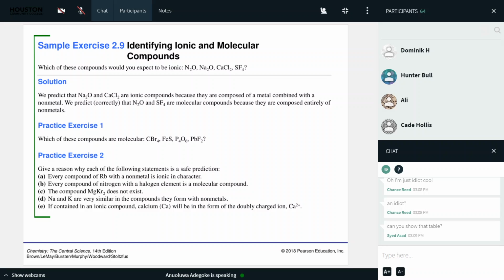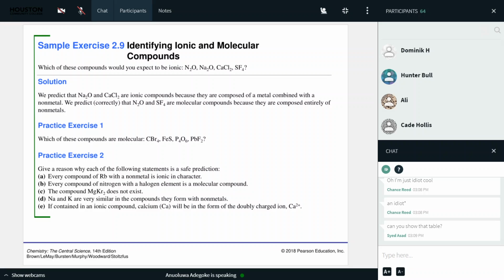Okay, so we've learned a lot today about naming ionic compounds. So I hope everybody got the idea of how we name ionic compounds. So remember, ionic compounds contain metal and non-metal, and covalent compounds or molecular compounds contain all non-metals.